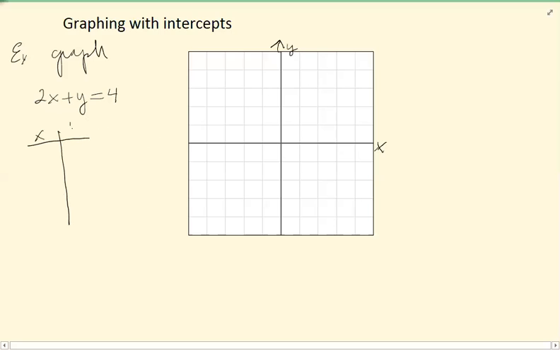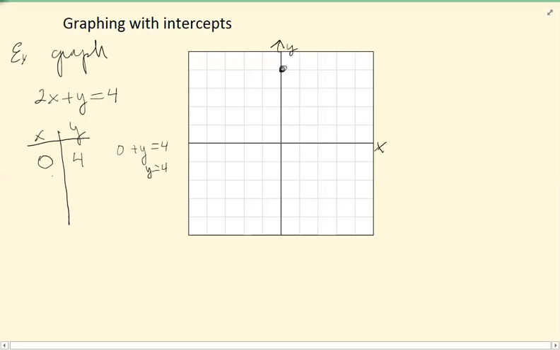We have our t-table, and I'm going to purposely pick x equal to 0, because I know that if there is a point along the y-axis, in other words, a y-intercept, then it will occur when x is 0. So I'm going to pick x equals 0 and see what that does to my equation. 0 plus y equals 4. That tells me y is equal to 4. Okay, so now I have the y-intercept. It's right here.